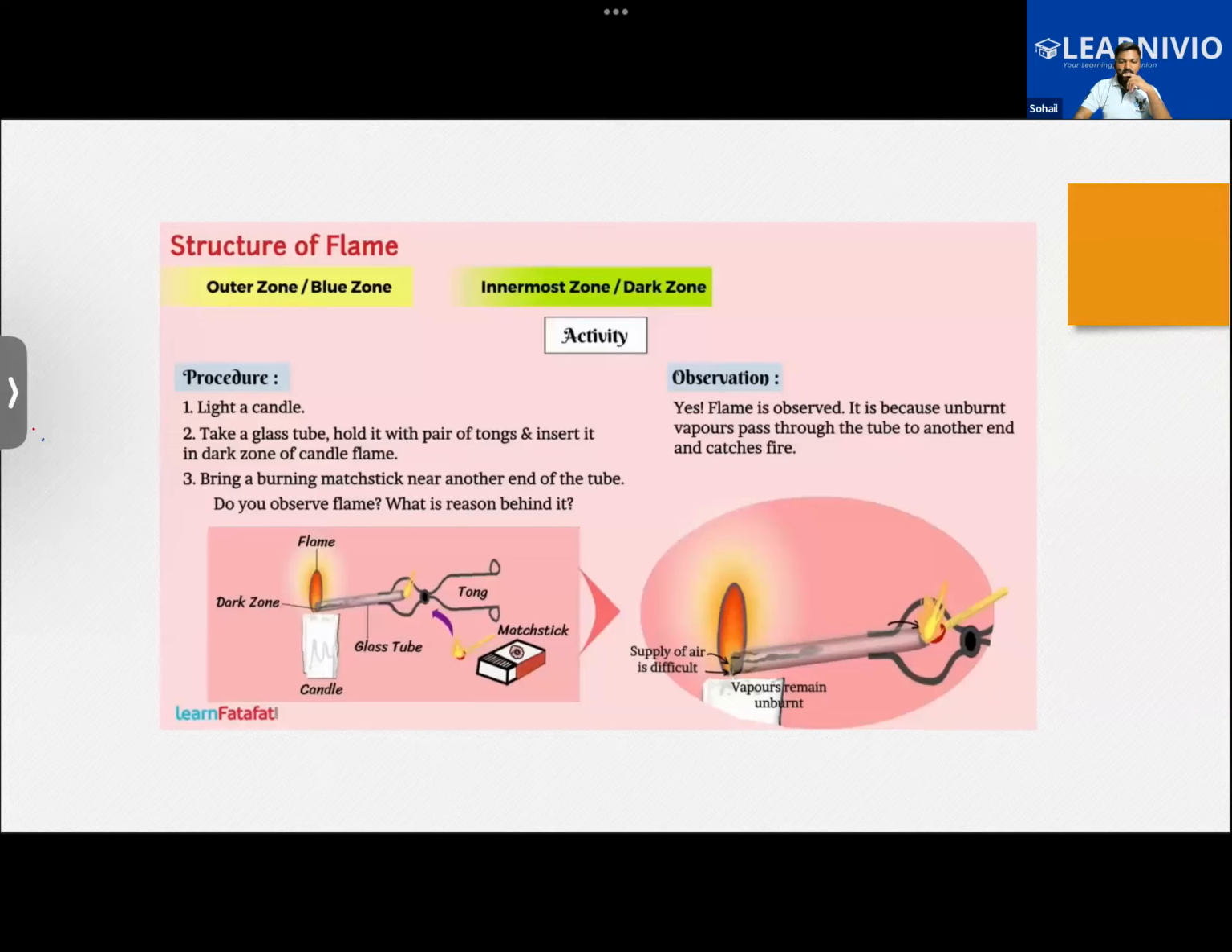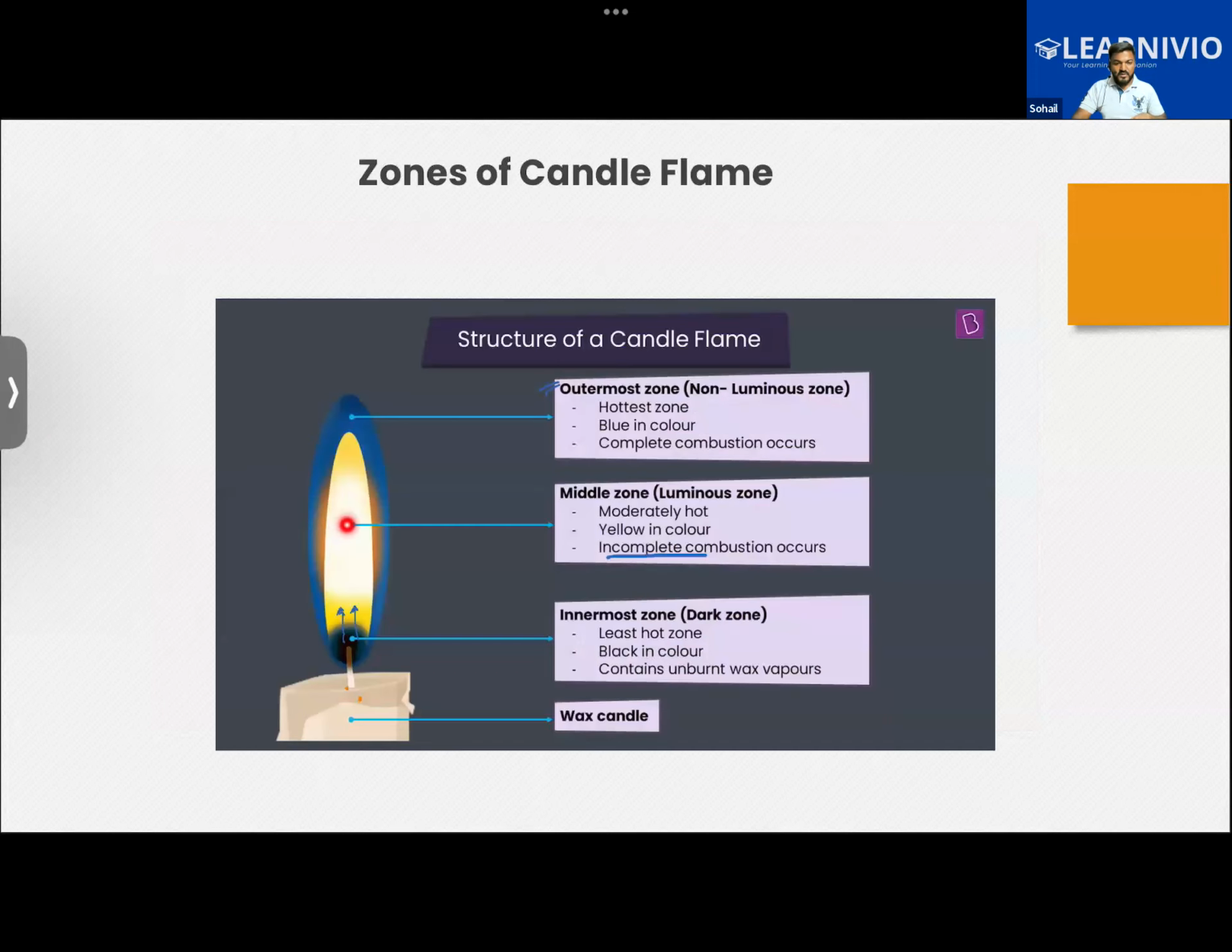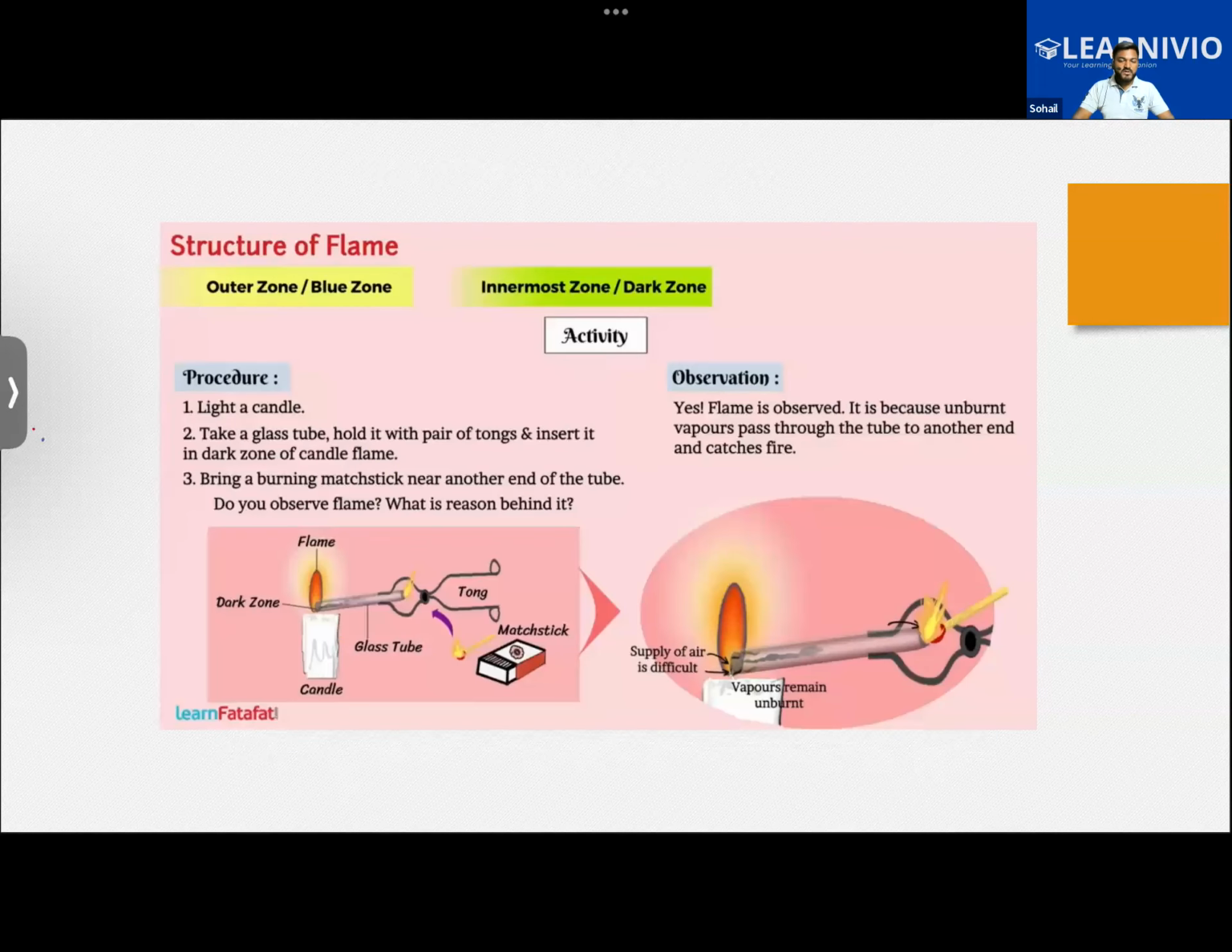Because partial combustion is happening here. Not because of partial combustion. Because unburned carbon particles are burning. Because of the burning of the unburned carbon particles, it is yellow in color. Keep that in mind. The reason why it is yellow is because of the burning of unburned carbon particles. And that is also the luminous zone, right?